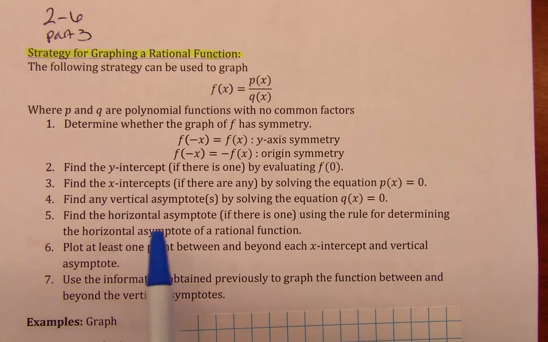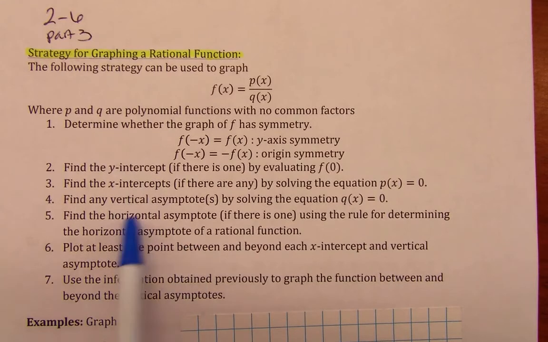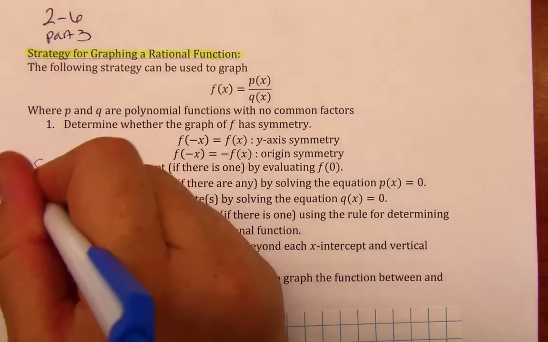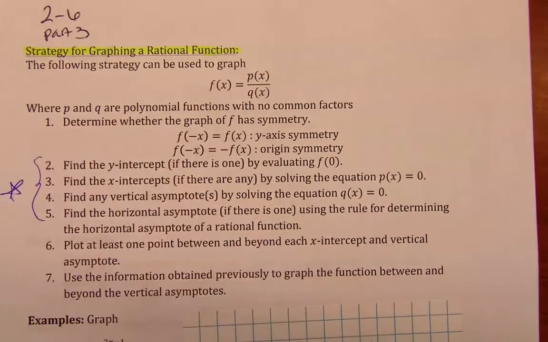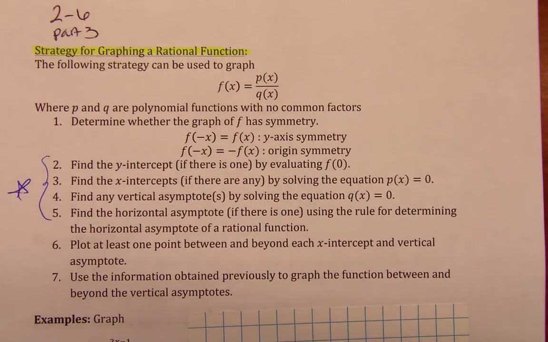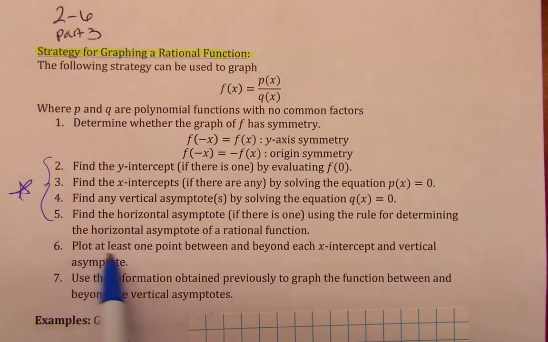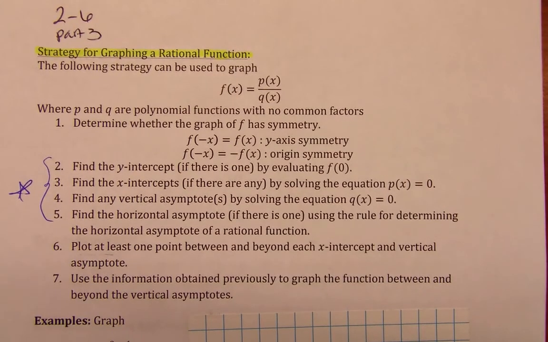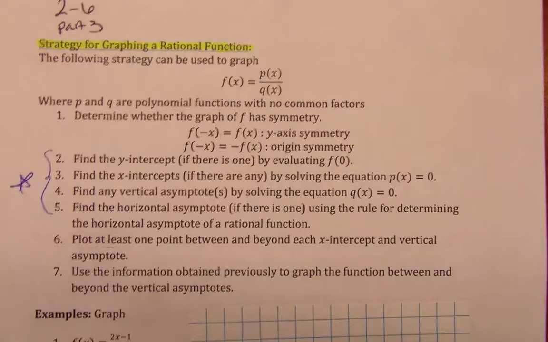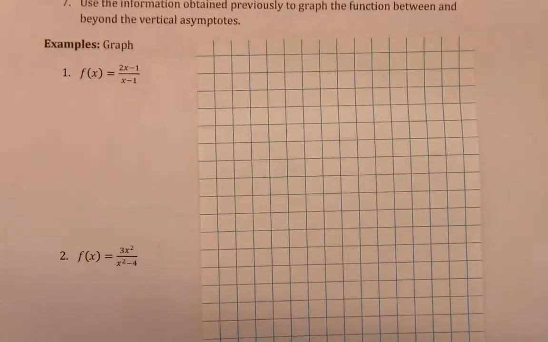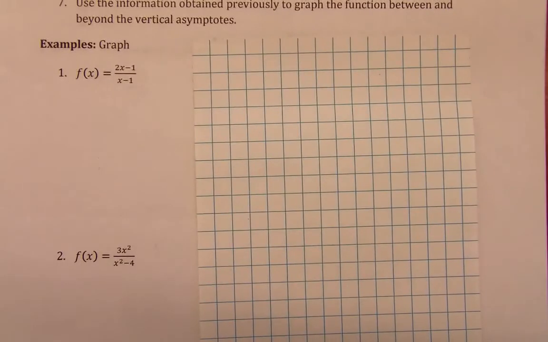We want to look at the y-intercepts. We can look at our x-intercepts. We can find vertical asymptotes and horizontal asymptotes. These 4 things are going to be key here. Those are the really important steps you want to take. And then what you can do is you can just plot some points. Okay, so those are the strategies that we're going to be using for graphing rational functions. Let's just go ahead and get into it and do some examples here.